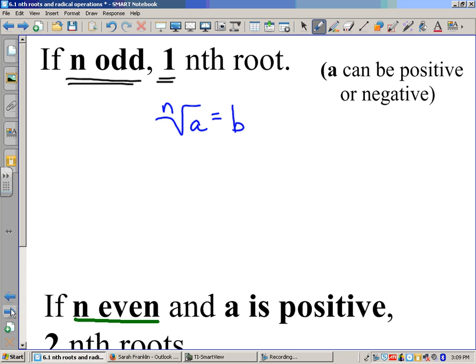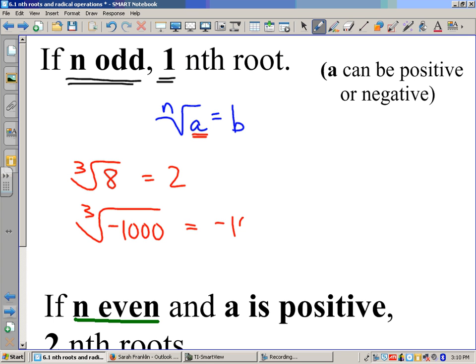When you're figuring out roots, if you are taking an odd root, you will have one answer. If I take the cube root of 8, I get 2. I don't get plus or minus 2, I get 2. With an odd root, the number inside could be positive or negative. If you took the cube root of negative 1,000, you're going to get negative 10. With odd roots, if you take an odd root of a positive, you get a positive. If you take an odd root of a negative, you get a negative.